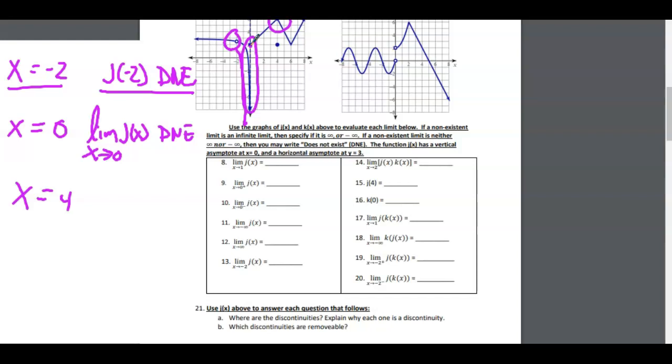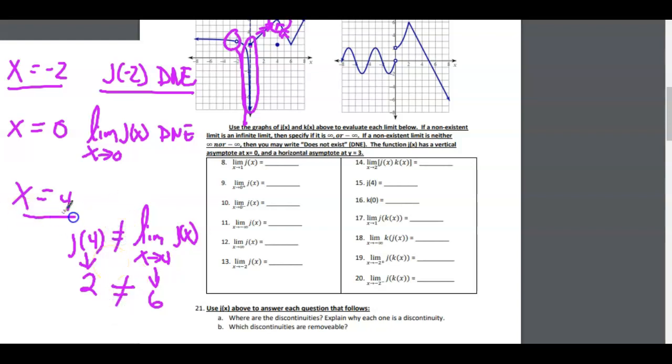What about at x equals 4? At x equals 4, the function exists. So we have j of 4, and that j of 4 happens to equal 2. So the function exists at that point, right? The limit also exists. From the left and from the right, we're approaching a y value of 6. So the limit as x approaches 4 for the j function also exists. It's 6. The problem is they're not equal to each other. So in this case, we would say that it's discontinuous at x equals 4 because even though the function exists and the limit exists, those two things are not the same. Okay?